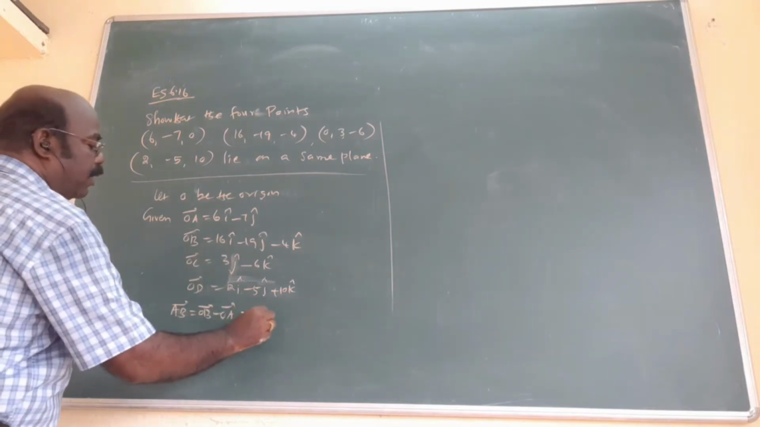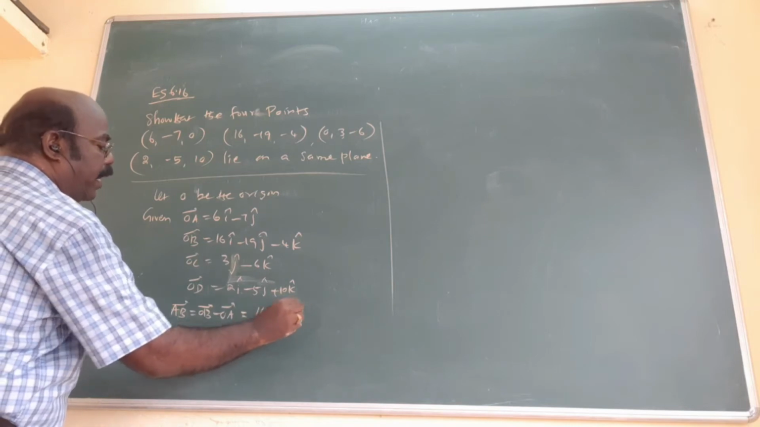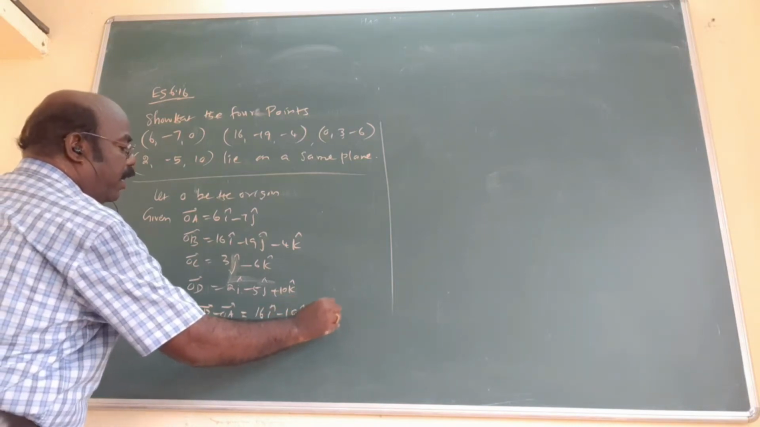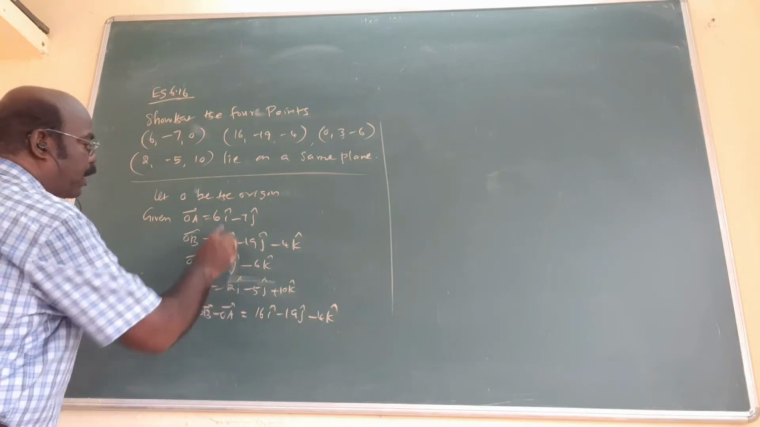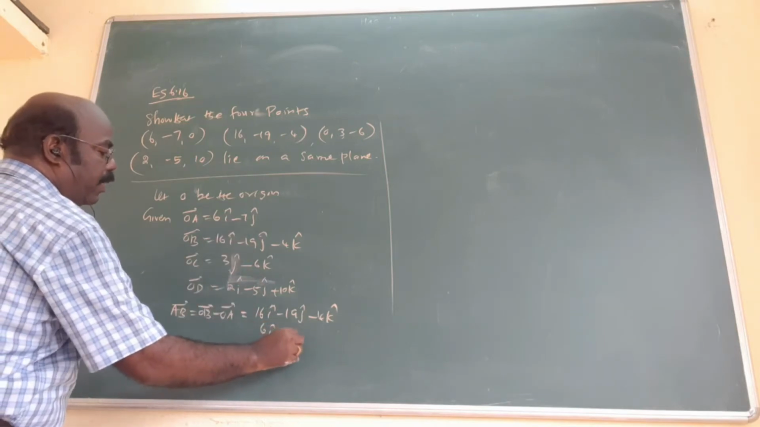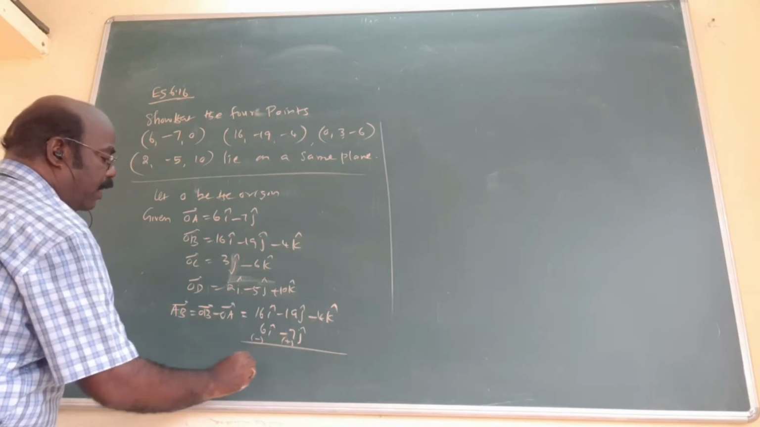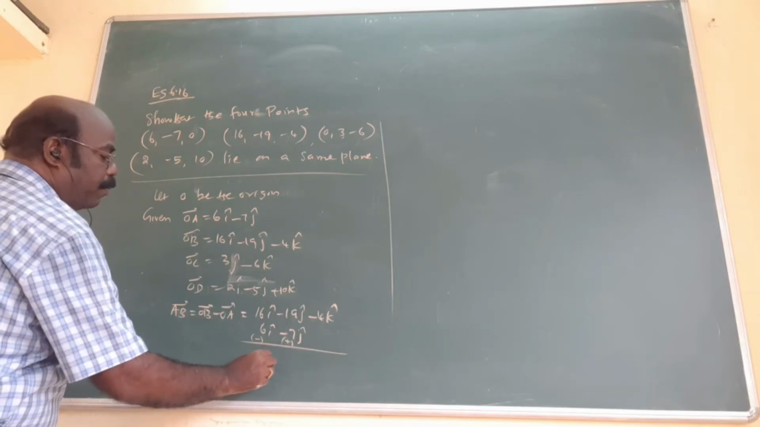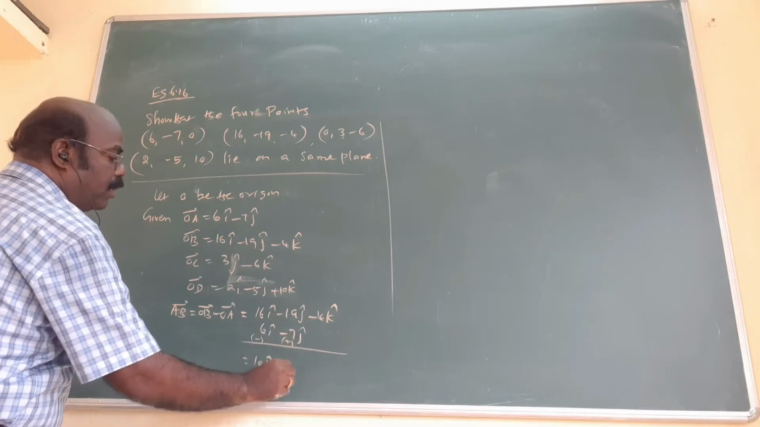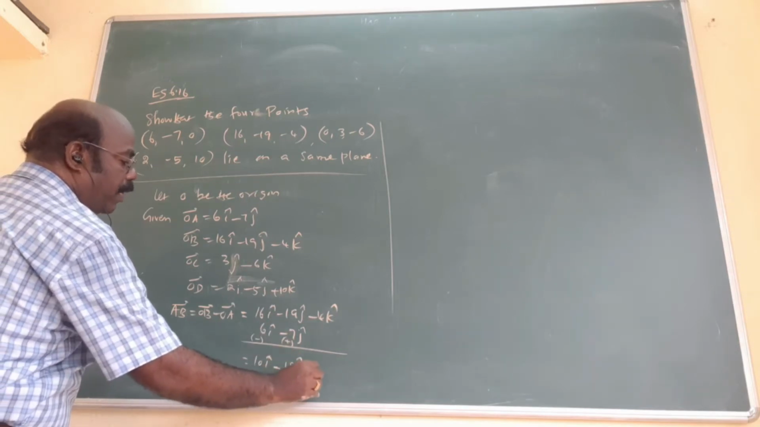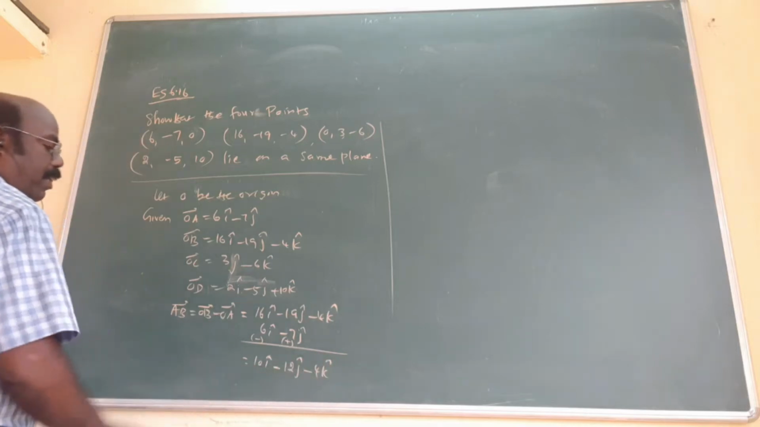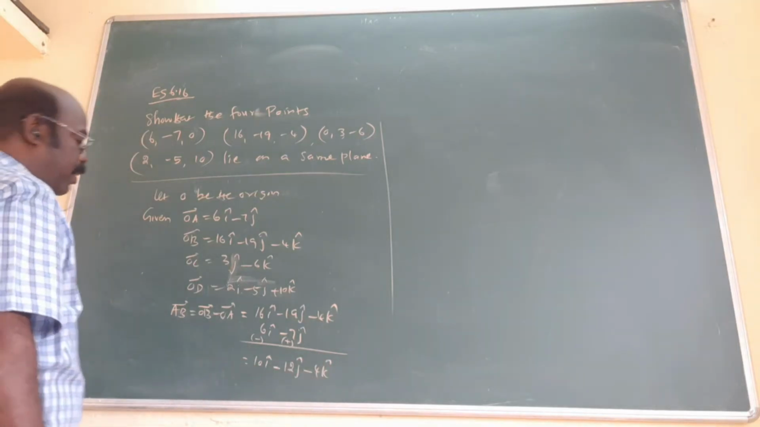OB is what? 6i minus 19j minus 4k. Next, OA vector is what? 6i minus 7j, no k vector. Change the sign. What is the answer? 10i cap minus 12j cap minus 4k. This is called AB vector.